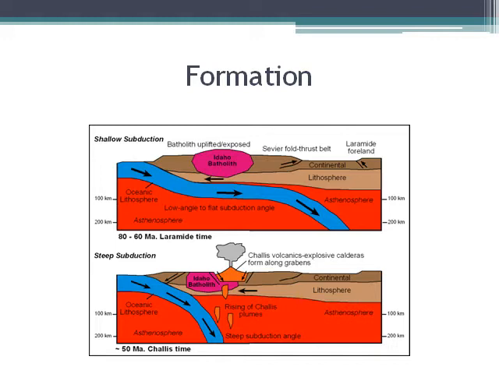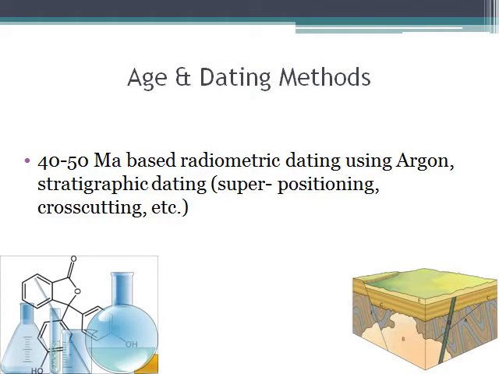Less violent eruptions occurred until about 39 million years ago. The intrusion of rhyolitic structures occurred in later stages of volcanism. The Challis volcanics are 40 to 50 million years old.